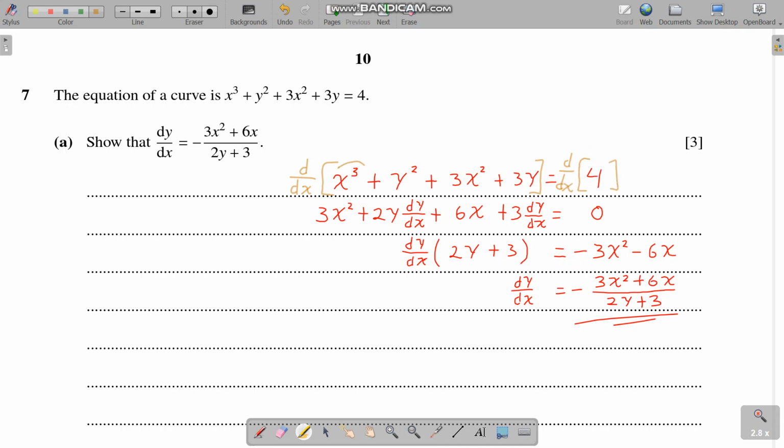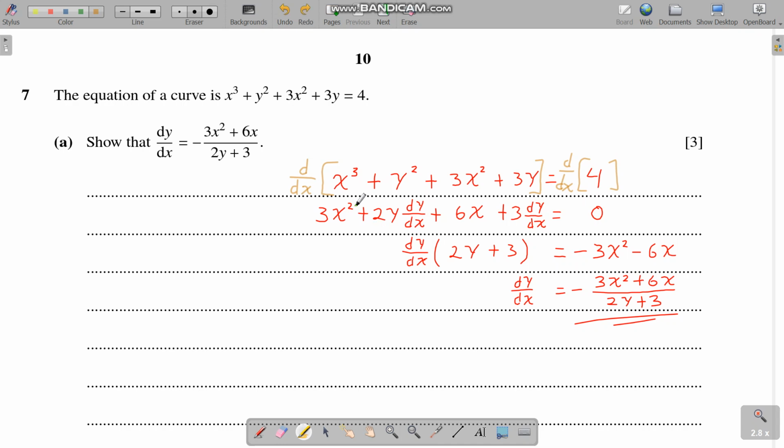When we differentiate x cubed with respect to x, we get 3x squared. When we differentiate y squared with respect to x, this is just like when we differentiate x squared, we get 2x, but we use y, so 2y, but different letters means we have to use dy/dx. So the derivative of y squared is 2y dy/dx. The derivative of 3x squared, as usual, is 6x. The derivative of 3y is just 3 times dy/dx. And the derivative of a constant is 0 on the right.